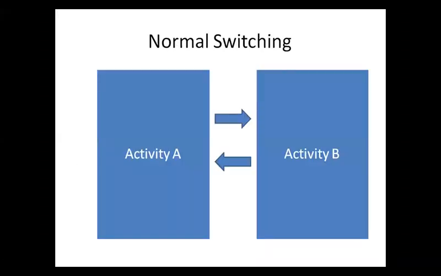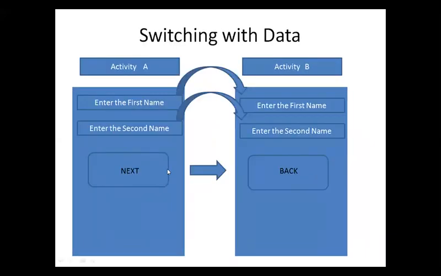That is normal switching. See, we have activity A here and activity B here. In activity A, I created one button. When I click on this button, I navigate to activity B. When I click on this button, I navigate to activity A. That is normal switching. Switching with data means: enter the first name, enter the second name. When I click on the next button, whatever data you entered is transferred from the first activity to the second activity. That is switching with data.